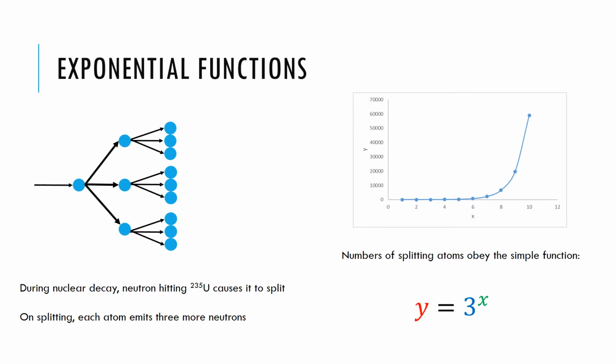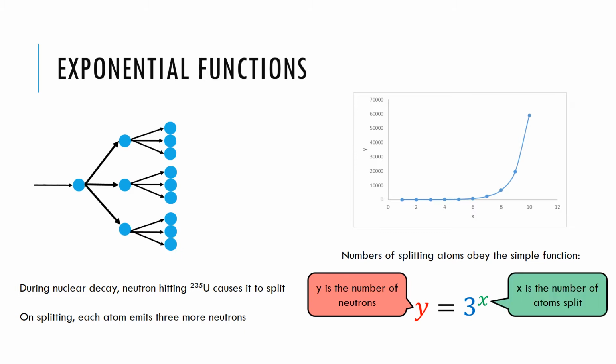And the numbers of atoms that are splitting and the number of neutrons that are produced obey a very simple function, that is y equals 3^x, where y is the number of neutrons, which grows, as you can see on the graph there, exponentially with time. x is the number of atoms that have been split, and 3 is an experimental constant, and it's 3 in this case because we know that each atom that is split will release 3 neutrons. So there's an example of an exponential relationship there. And you'll note the rate increases as the number of atoms split increases.